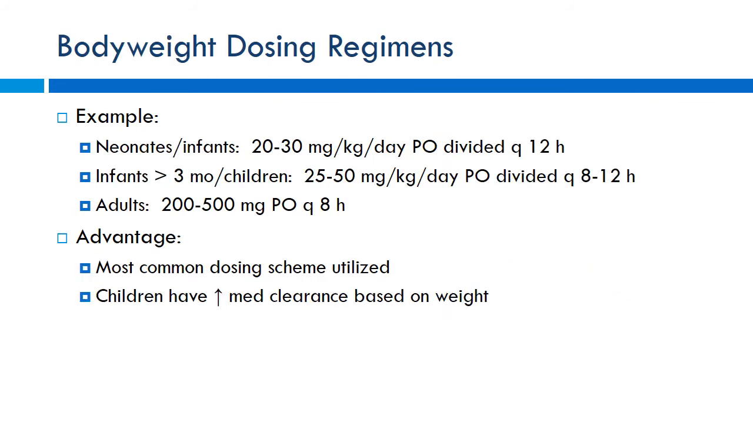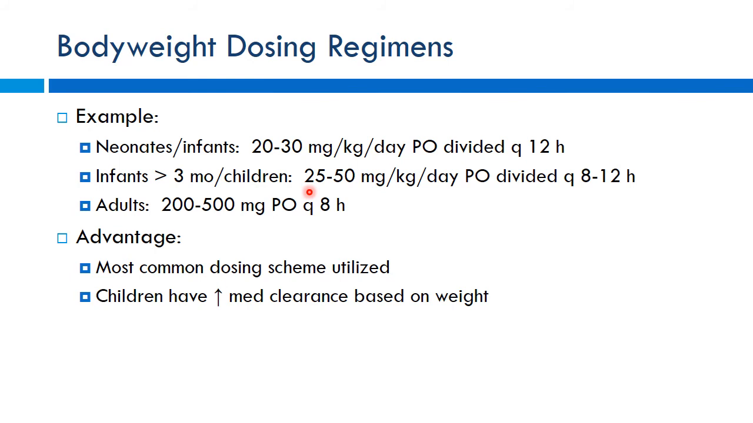More frequently, what we use is body weight-based dosing. And so, for instance, with neonates and infants, you may see, say, 20 to 30 milligrams per kilogram per day divided Q12. Or for infants greater than 3 months, say 25 to 50 mg per kilo per day. And again, these changes are based on looking at their metabolism, looking at their distribution, in order to make sure we're getting similar serum levels.